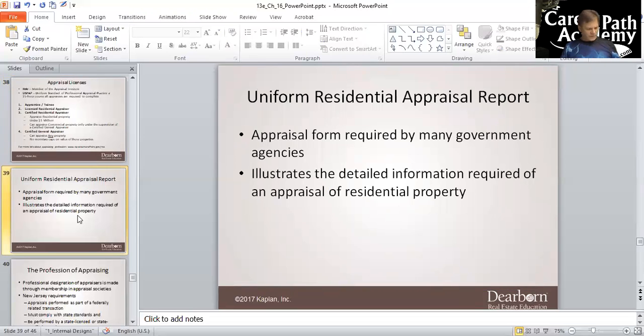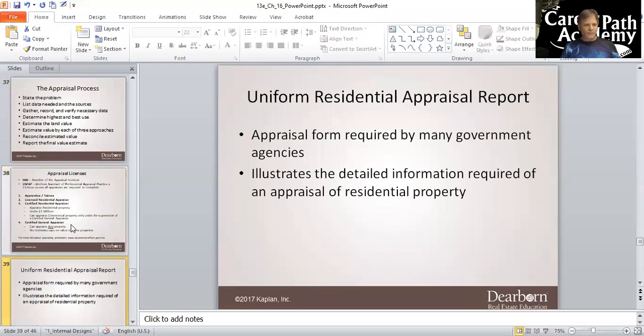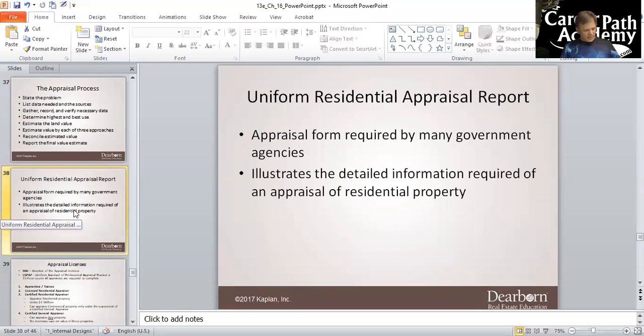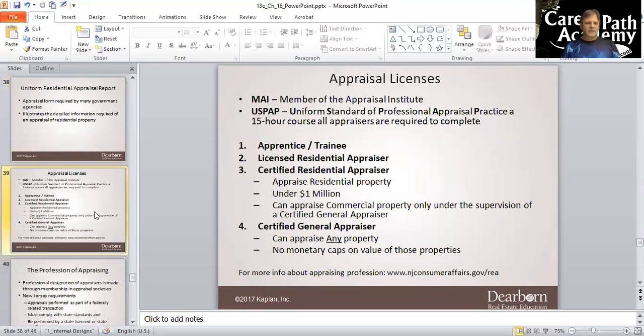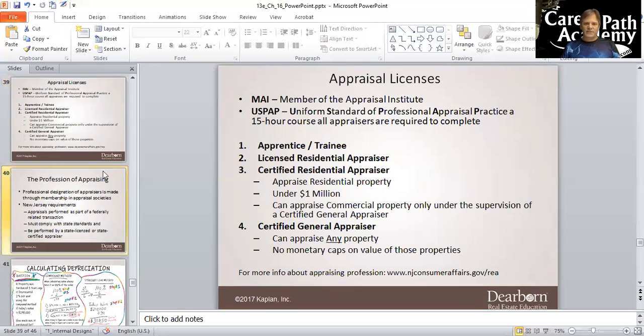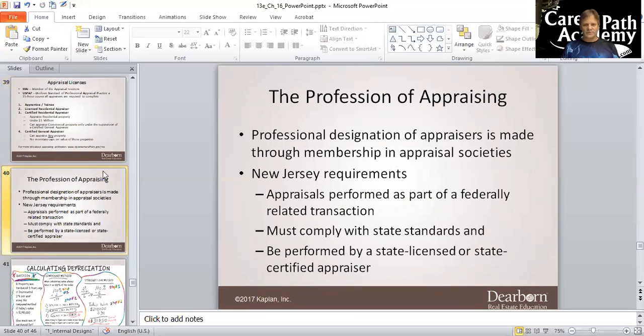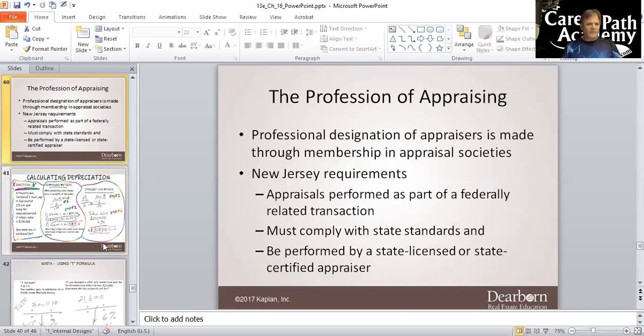Here's a copy of the Universal Appraisal Report. I should put that before. This is just a blank appraisal. I don't know why they're even bothering showing that. But it's the appraisal form required by many governmental agencies, and it illustrates the detailed information required of an appraisal of residential property. All right. So appraising licenses, the profession of appraising, appraisers made throughout membership societies, state licensing.